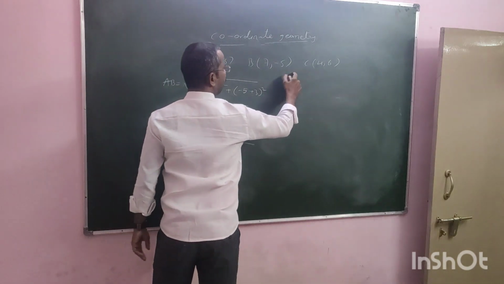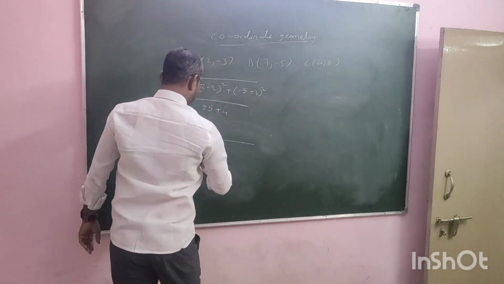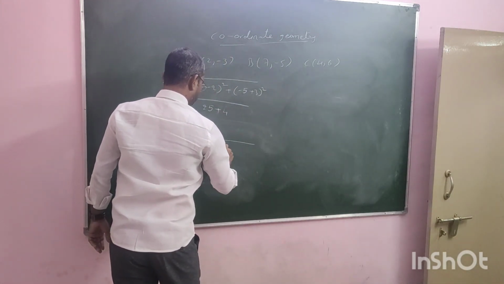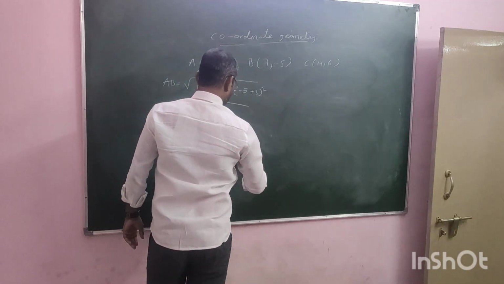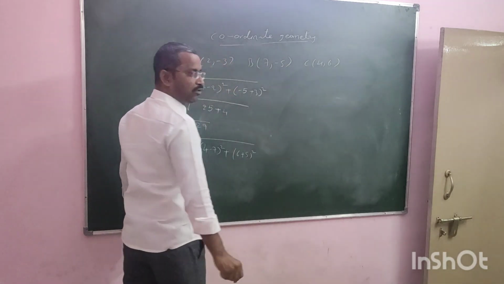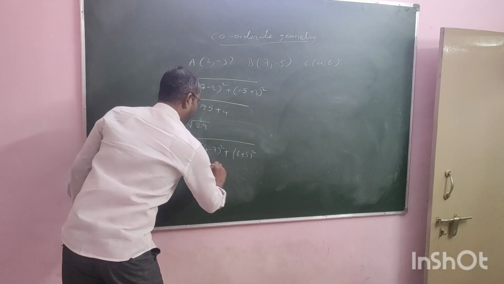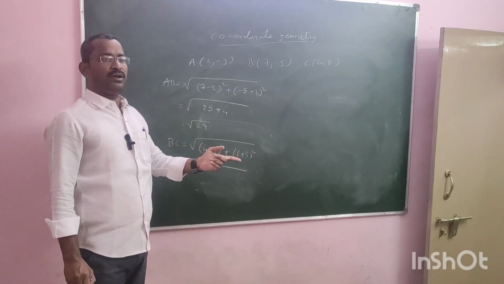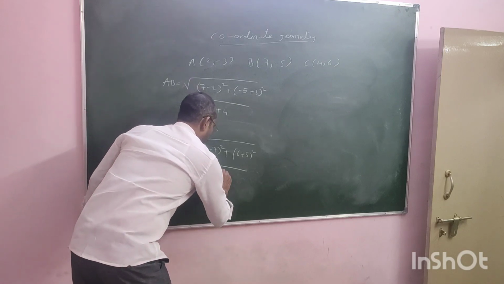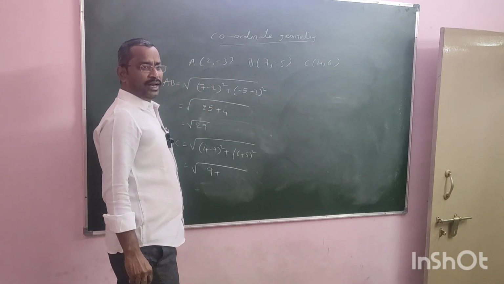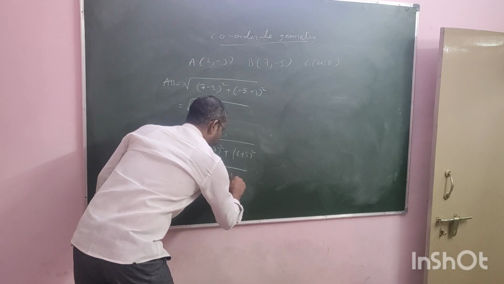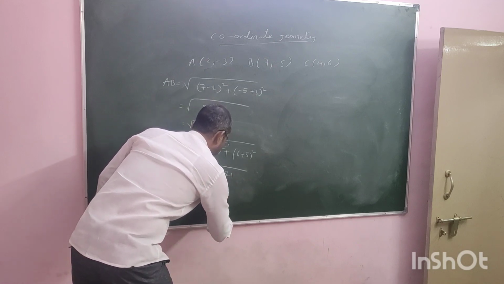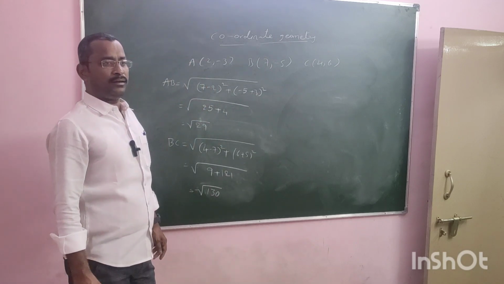BC is equal to, with these two points, (4 minus 7) whole squared plus (6 plus 5) whole squared. What do you get here? 4 minus 7 is minus 3, minus 3 whole squared is 9. Plus 6 plus 5 is 11, 11 squared is 121. You can write it as root 130.